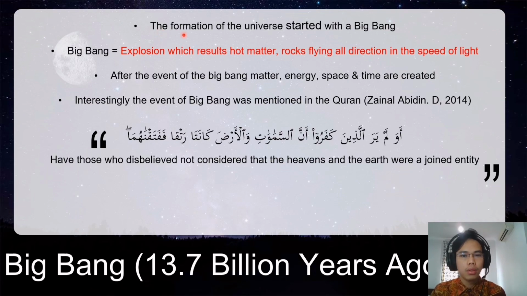The formation of the universe started with the Big Bang. What is the Big Bang? It is an explosion that results in hot matter and rocks flying in all directions at the speed of light. After the event of the Big Bang, matter, energy, space, and time were created. Interestingly, the event of the Big Bang was mentioned in the Quran in Surah Al-Anbiya.